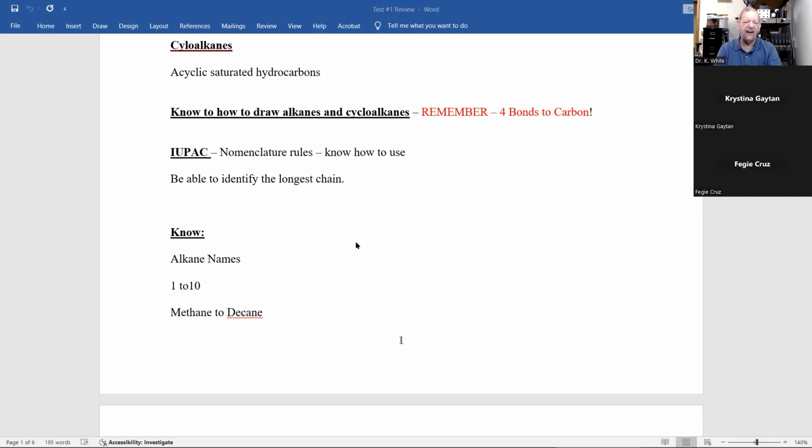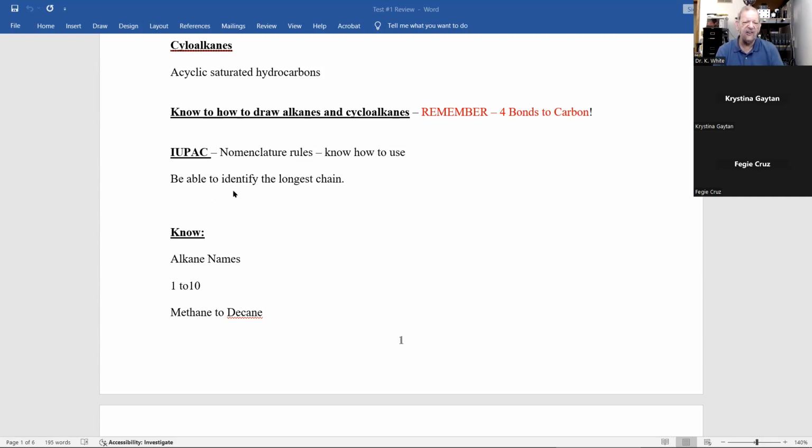Now, you should know how to draw alkanes and cycloalkanes. And remember, I will ask, give the IUPAC structure. That means, or the name, either way. There are 2 types of nomenclature naming questions on a test. One is draw the structure from the IUPAC name or common name. The other one is give the IUPAC name for the structure.